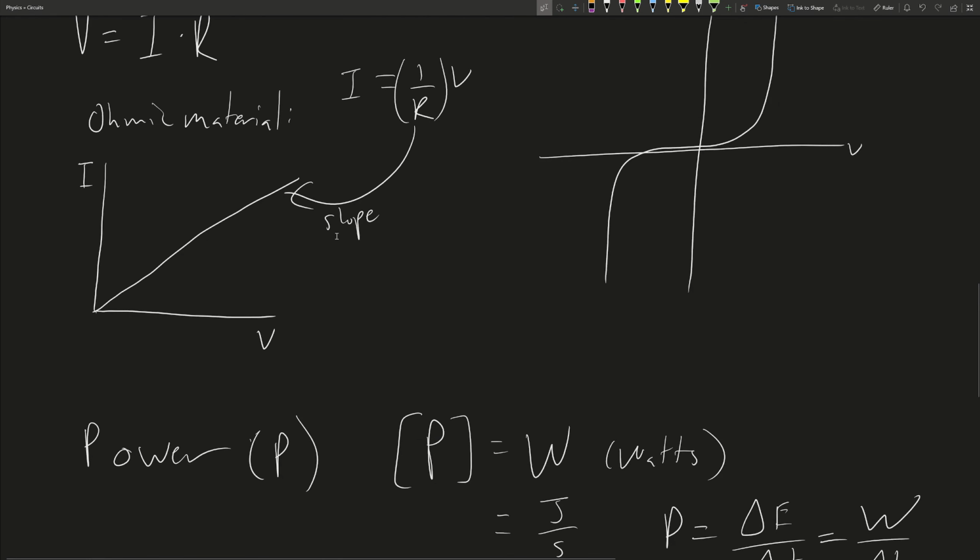Again, like I said, it has the same units as power, and you can find power through area, but it's not equal to the area. It's related to the area through a coefficient.